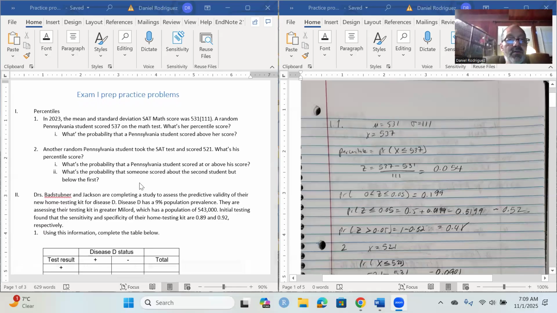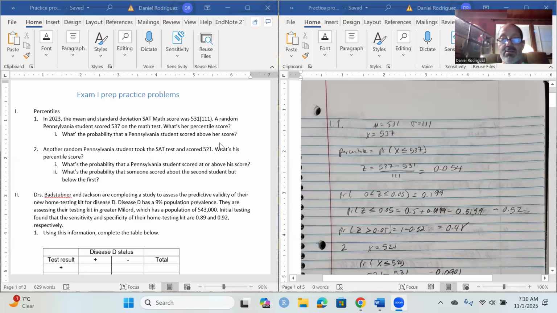In 2023, the mean and standard deviation SAT math score, excuse me, was 531, 111. So remember, the standard deviation always is within parentheses following the mean. A random Pennsylvania student scored 537 on the math test. What's her percentile score? So what's the probability that a student scored above her? So those are two separate questions here.